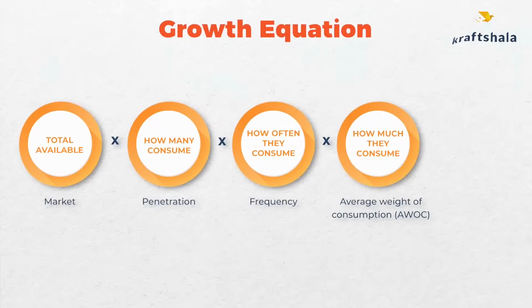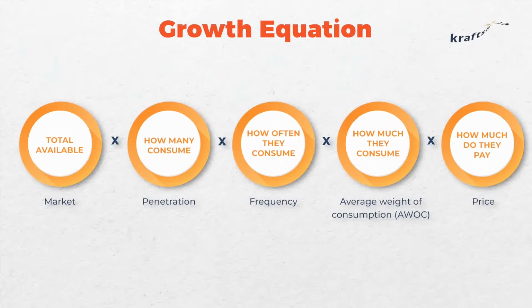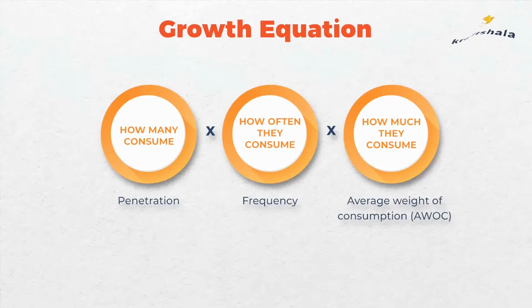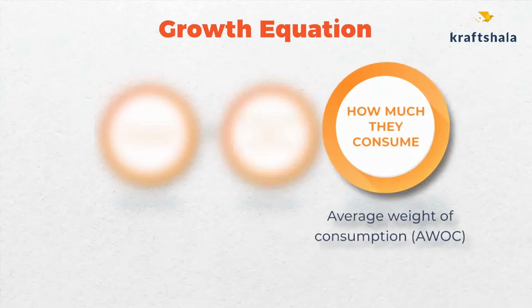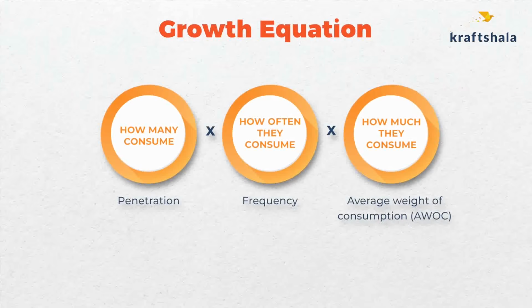One thing you would notice here is that I have assumed that the pricing is constant here. If you're going to play around with pricing, then that comes as an additional lever in the growth equation, but just to keep things simple for now, I've kept prices constant. The reason this equation is so useful is because it narrows down business objective to one of three possibilities. Either a brand is trying to drive penetration or frequency or average weight of purchase. There are only three possibilities to start thinking about a business objective.